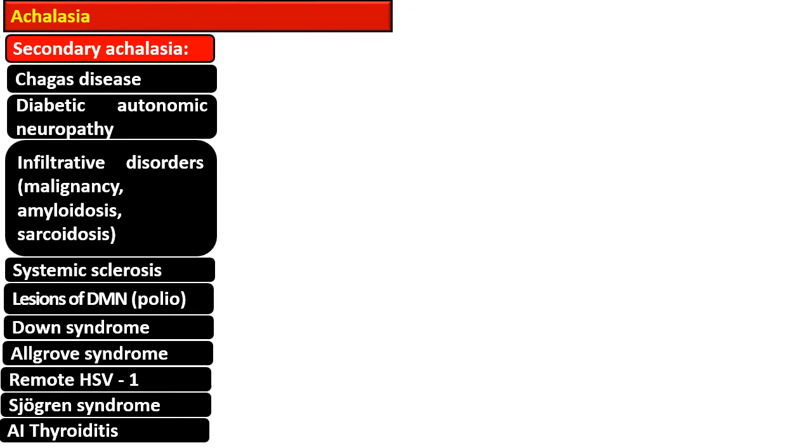So this is the summary of the causes of secondary achalasia: Chagas disease, diabetic autonomic neuropathy, infiltrative disorders, malignancy, amyloidosis, sarcoidosis, systemic sclerosis, lesion of the motor neuron such as polio, Down syndrome, Allgrove or AAA syndrome, remote herpes simplex virus infection, Sjogren syndrome, and autoimmune thyroiditis.